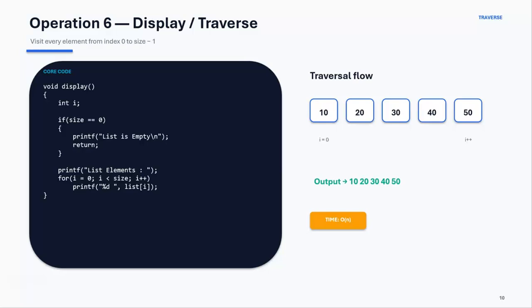The next operation is display, also called the traversal. Traversal means visiting every element in the list. So you start from index 0 and continue until the index is size minus 1. For example, 10, 20, 30, 40, and 50: the loop starts with i equal to 0 and continues while i is less than size. So for every position, we print the element. So the output will be 10, 20, 30, 40, and 50. Because you visit every element, display takes order of n time. One important thing we check before traversal is whether the list is empty. If size is 0, you simply display list is empty.